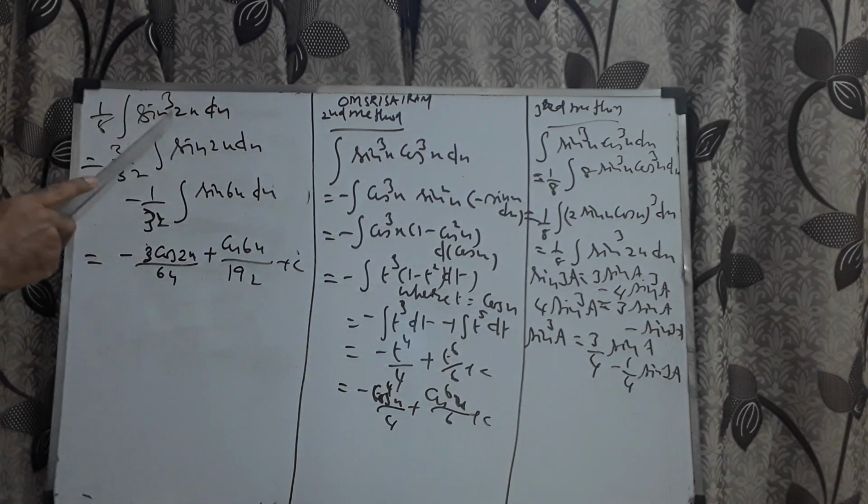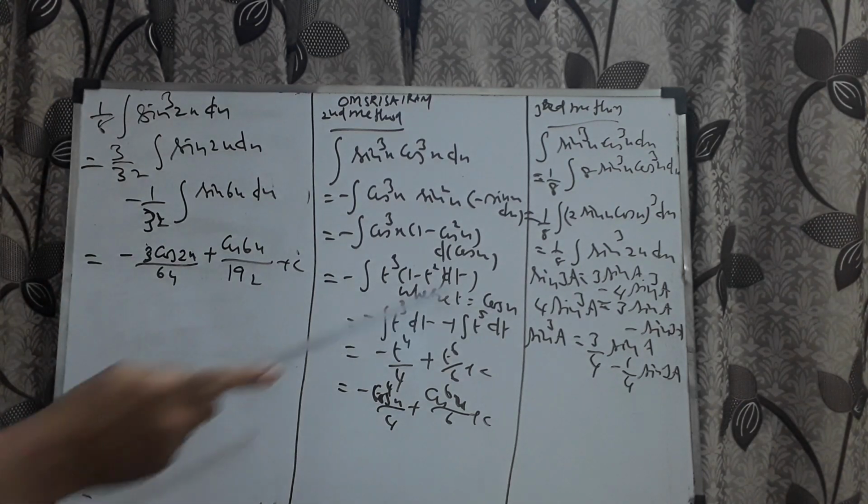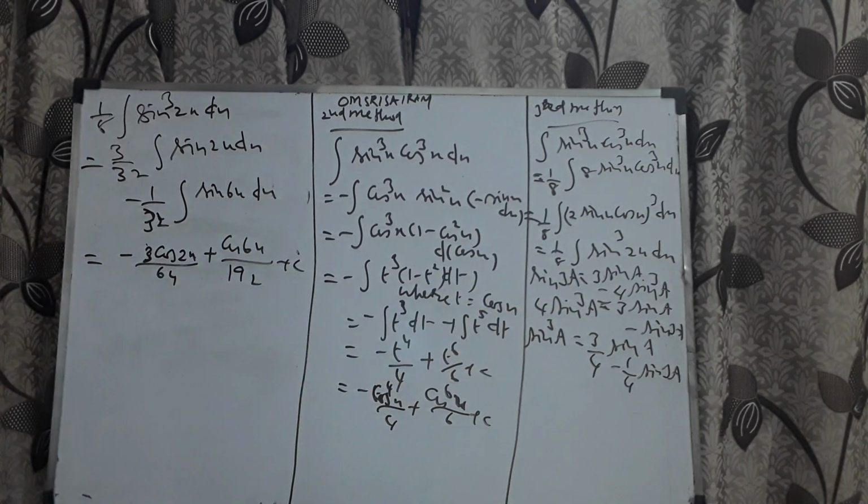Now 1 by 8 integral sin cube 2x dx becomes, instead of A I have 2x here. 3 by 8 into 4 is 32. 3 by 32 integral sin 2x dx minus 1 by 32. 8 4s are 32. Sin 3 into 2x becomes 6x. But sin 2x, the integral is minus cos 2x by 2, because the derivative of minus cos 2x is plus sin 2x into 2.